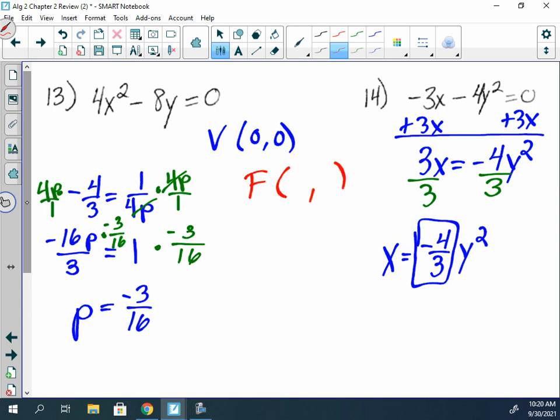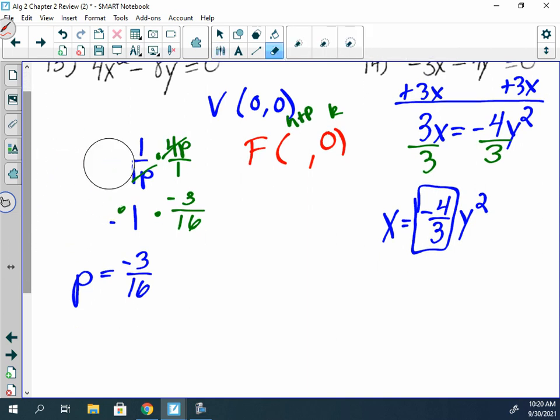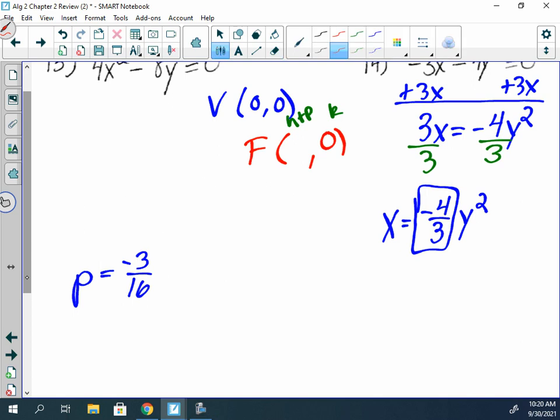Now the focus for this here, because we do have x equals, is h plus p comma k. Well, I know k is, well, h plus p would be, I'm going to erase this here so we can still see this, because h plus p would be 0 plus negative 3/16, which is negative 3/16. Because we don't have a value for h, or well, the value of h is 0, so it's not changing the value of p.